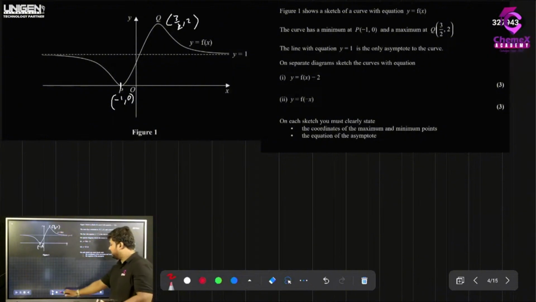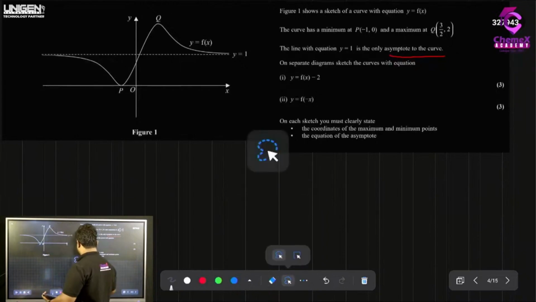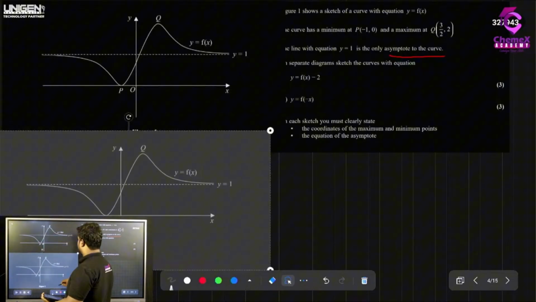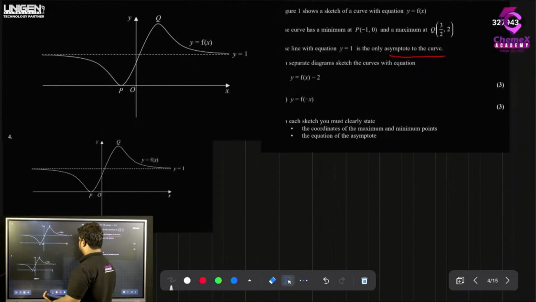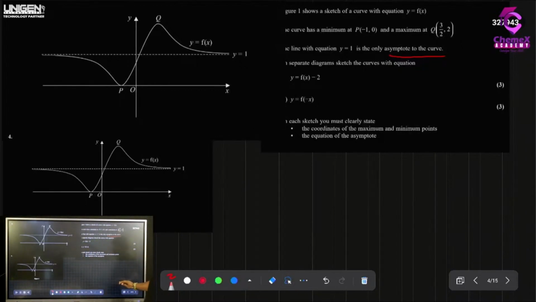Okay, so now they are asking you to draw the line equation y equals 1 as the only asymptote. Separate sketch. Let me first erase these things. I'll get a copy of it. You have another graph. Alright, now what are they asking? f(x) minus 2. How do you do?